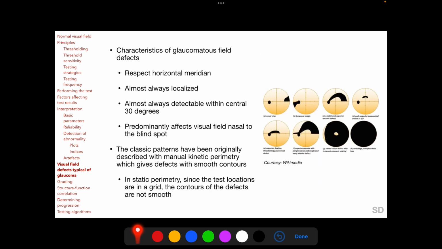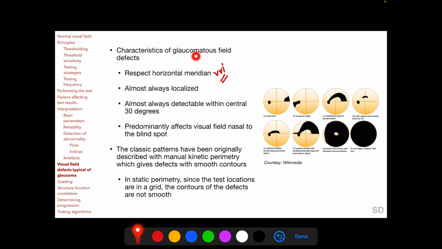Glaucomatous visual field defects, as shown here in this figure, have certain common characteristics. First and most important, they respect the horizontal meridian, and this is very important to remember. This means that the visual field defect does not cross over the horizontal meridian on the nasal sector of the visual field. So in this figure, these visual field defects respect the horizontal meridian in the sense that they do not cross over it.